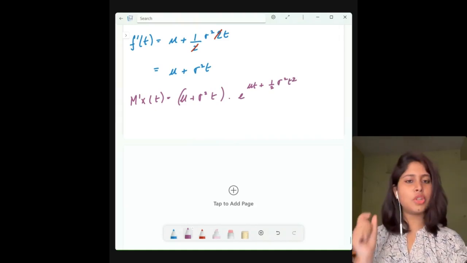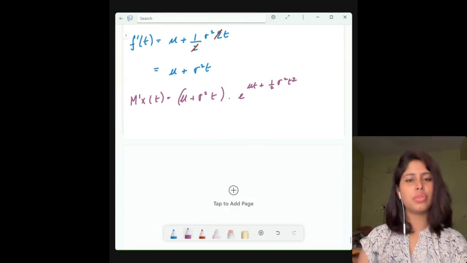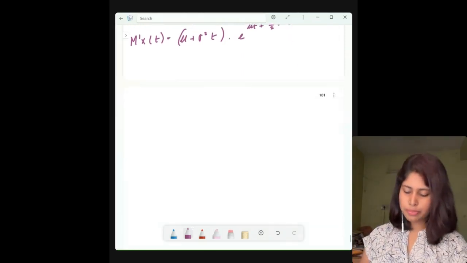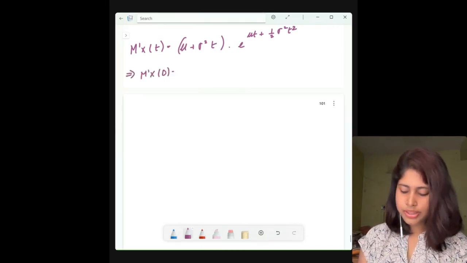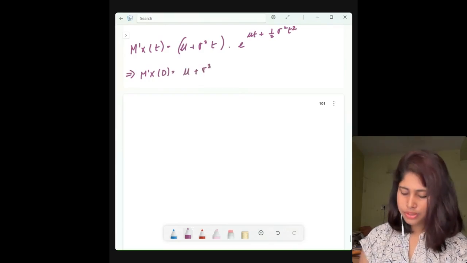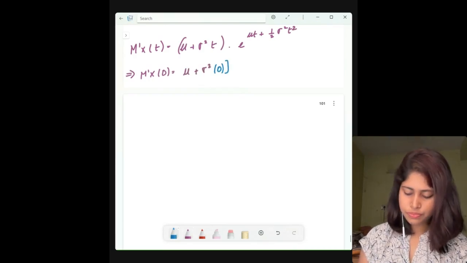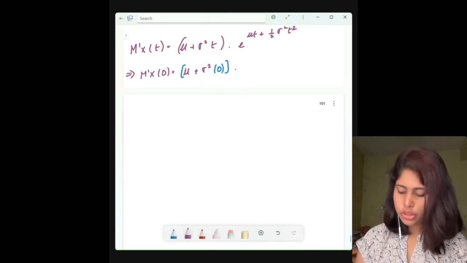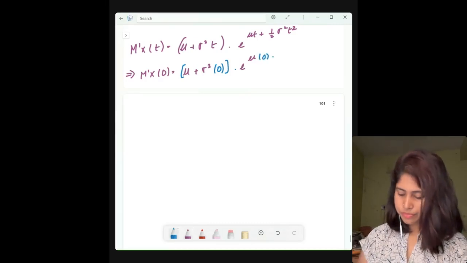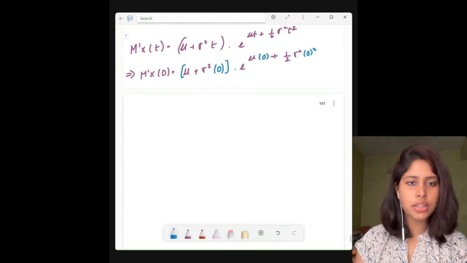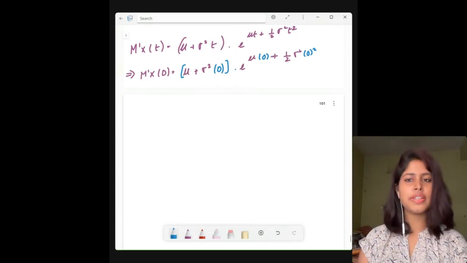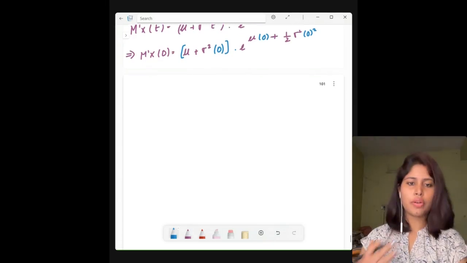Now we are going to set t to be 0. If I put t to be 0, then we will get the mean. Let me see what we get here. M dash X(0) is (mu + sigma square into 0) into e to the power (mu 0 + half of sigma square 0 square). I have written this in a different color, the 0, so it will be very easy for you to understand what the 0 is here and how we are going to apply it.